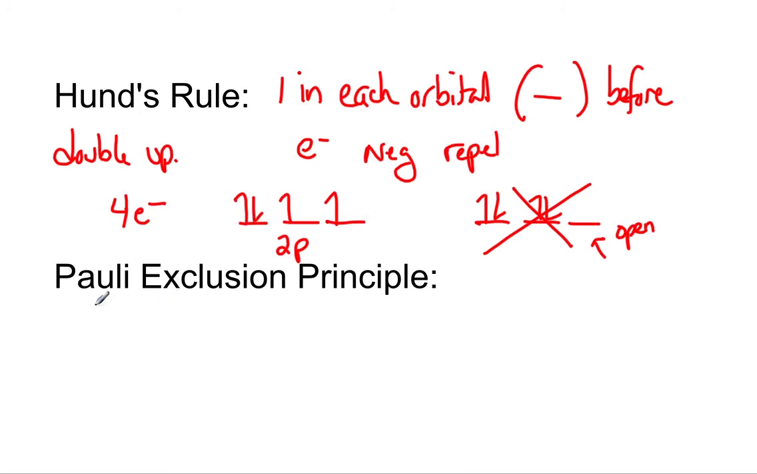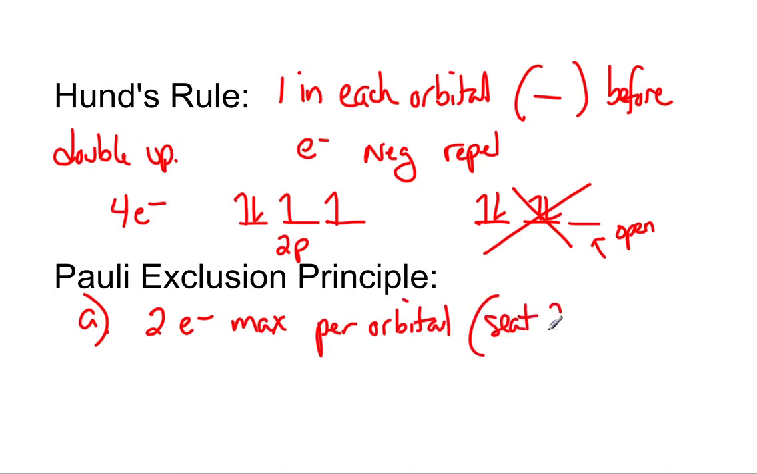Now, Pauli exclusion principle kind of goes along here. Pauli exclusion principle is 2 parts, so know them both. The first part says you can have 2 electrons max per orbital. Now remember, an orbital is really a seat for 2. 2 people can sit in the seat, no matter what it looks like. If it's a p figure 8, if it's a d clover seat, if it's an f weird seat, it can still only hold 2 people.